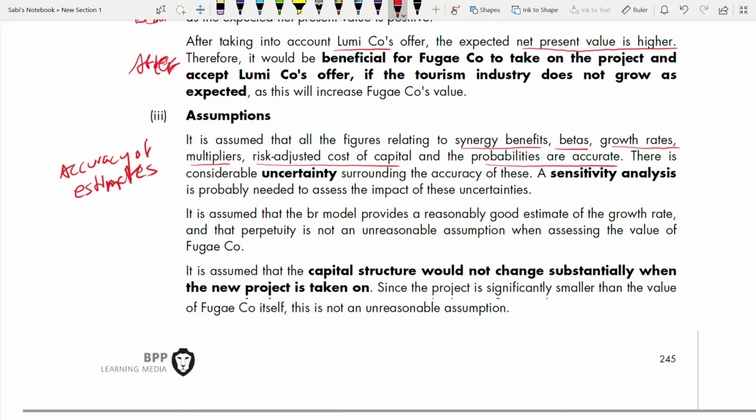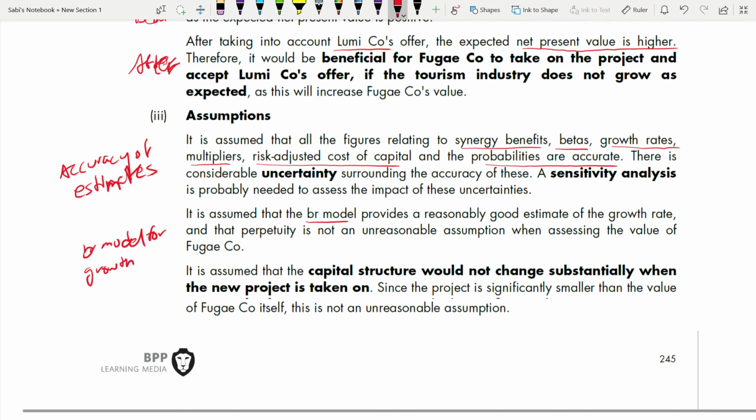There is considerable uncertainty surrounding the accuracy of this sensitivity analysis. See, it is in bold. Further analysis is probably needed to assess the impact of these uncertainties. This is in your conclusion also, you have to say. It is assumed that the BR model provides a reasonably good estimate of the growth rate, and the perpetuity is not an unreasonable assumption when assessing the value of Fugai. So BR model for growth.